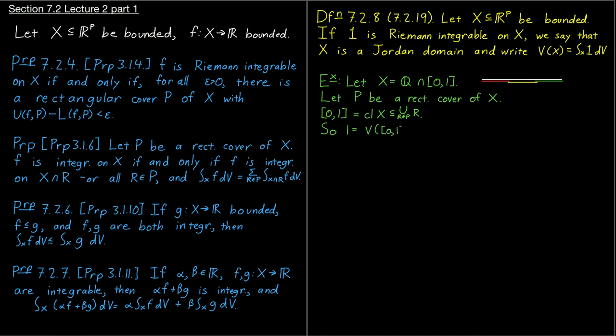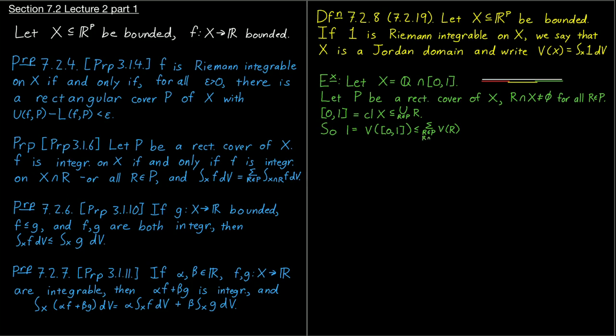So volume of [0, 1] is less than or equal to the volume of your rectangles R. I'm going to throw in the additional restriction that all the rectangles have to actually intersect X. This is not a very restrictive restriction. You just start with P and throw out all the rectangles that don't intersect X. You've still got enough rectangles to cover it.